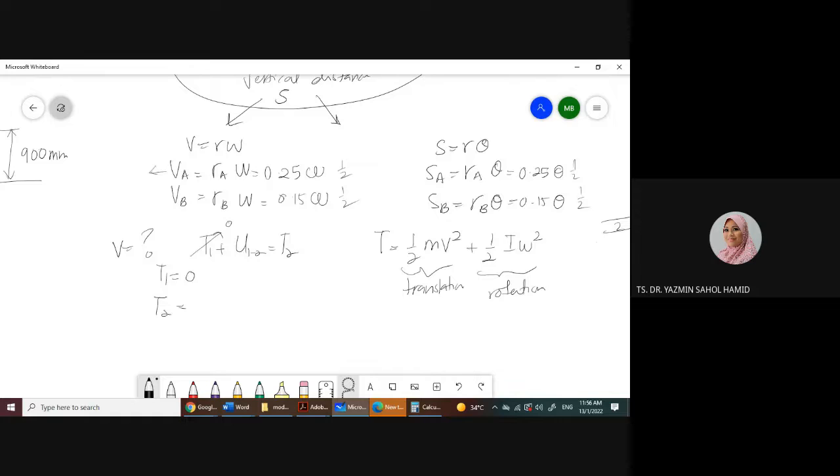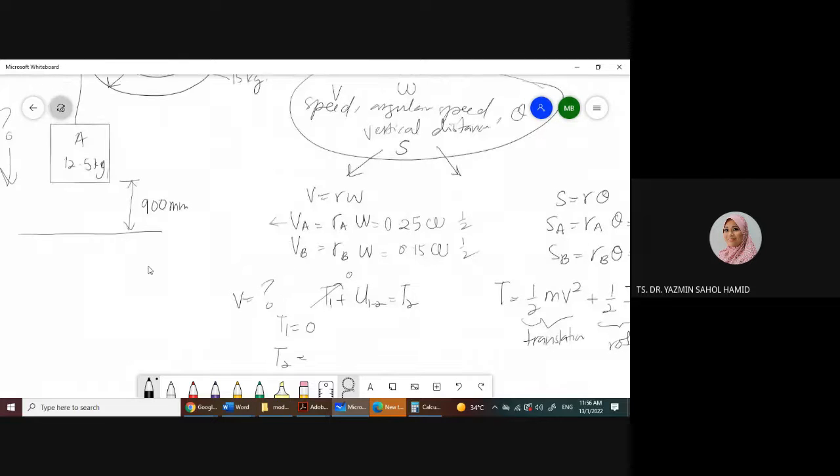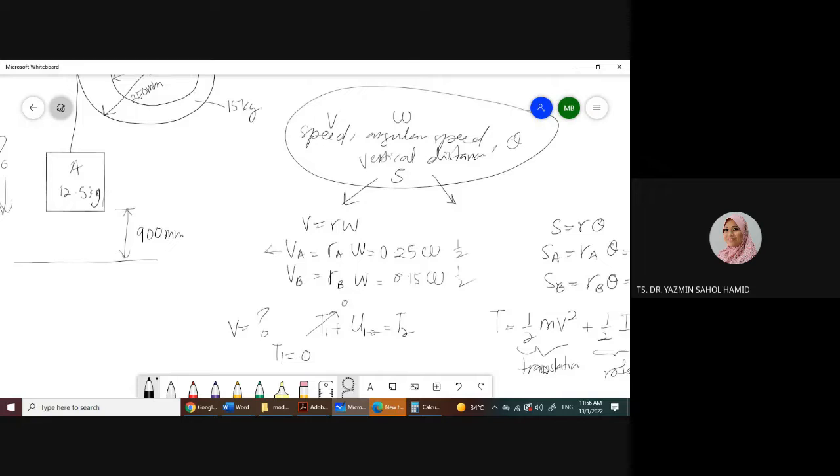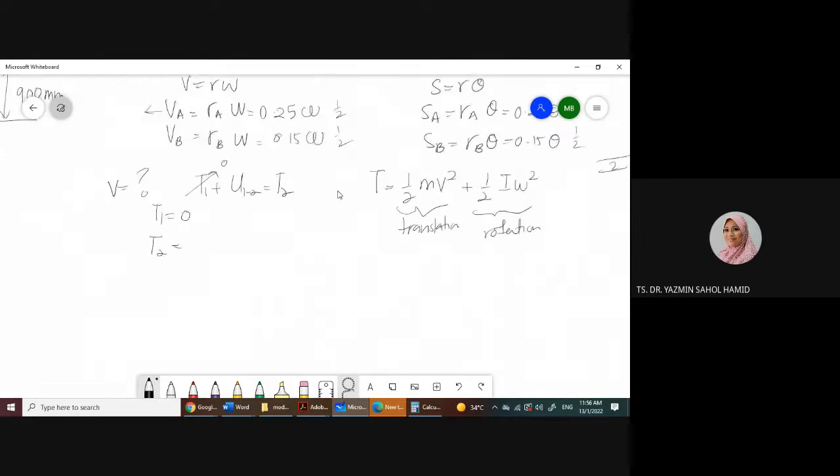So number one, block A. Dia ada translation tak? Is it being dragged to a different position? Ada. Okay, kena laju-lajulah sikit. Block A is translation. Dia drag daripada position A sampai dia strike the ground lah. Dia translate. Block A, is there any rotation? No. So you only consider translation, 1 over 2 M A V A squared.